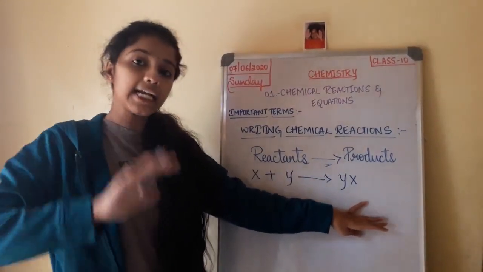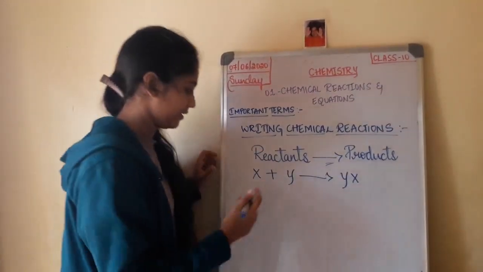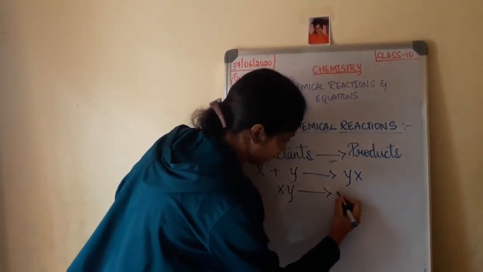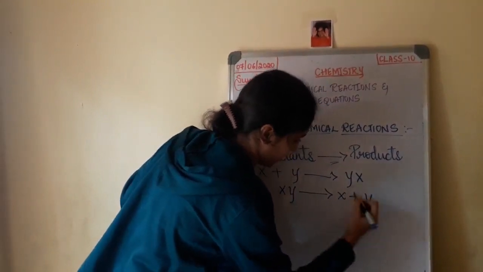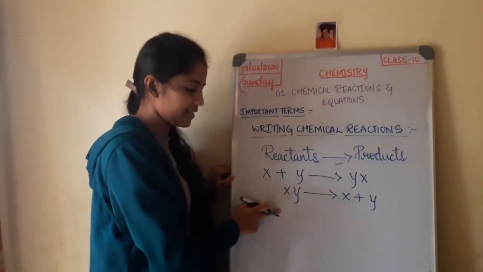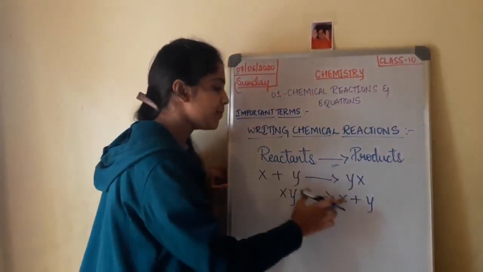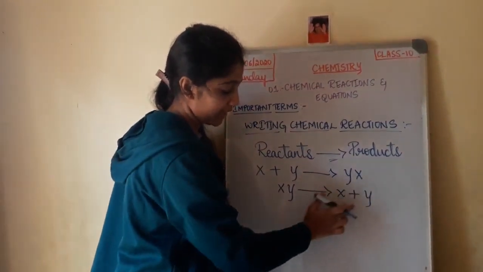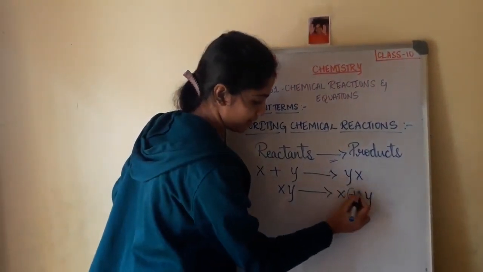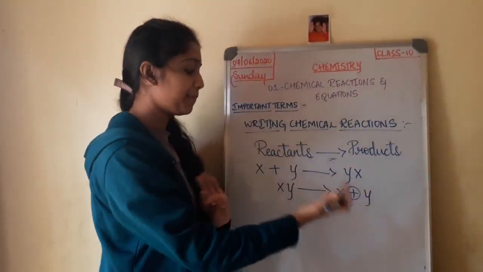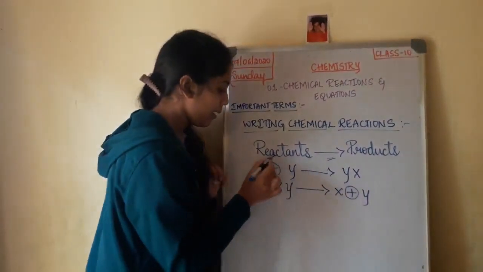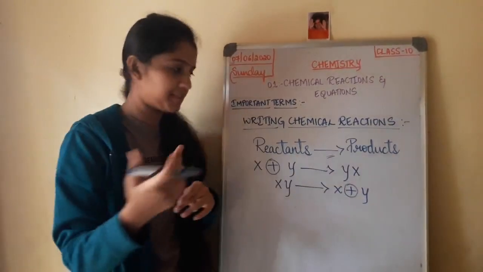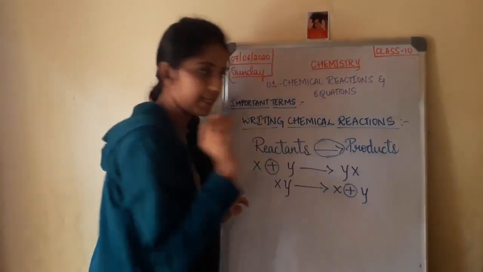Now this is when two reactants form a single product. What if a single reactant forms two products? At that time, XY gives me X plus Y. Here on the reactant side there is only one compound that is being broken down into simpler things. Now there are two products and they are separated by a plus sign. So this is how we separate the two reactants and the two products, by a plus sign in between them, and the reactant side and the product side are separated by an arrow mark between them.